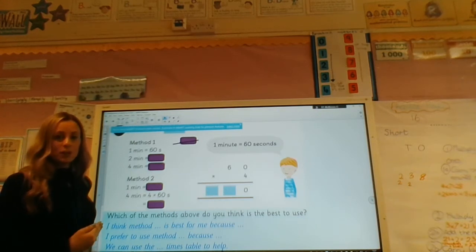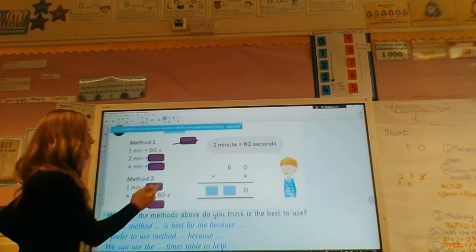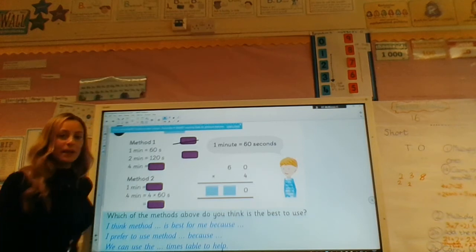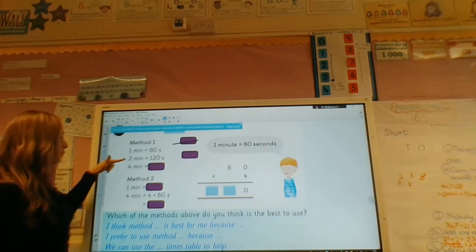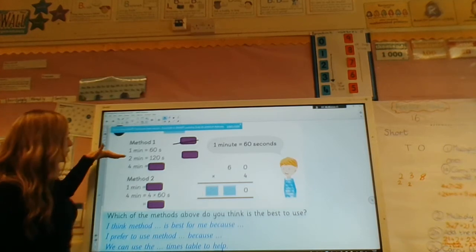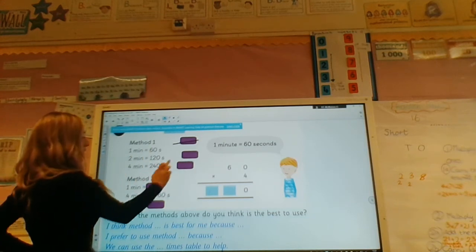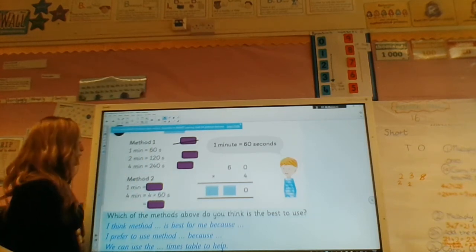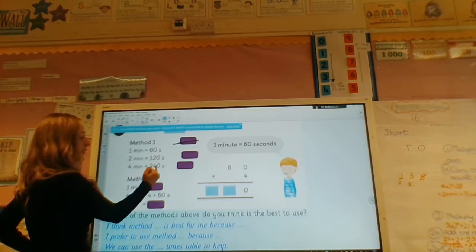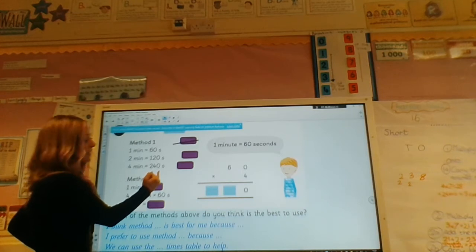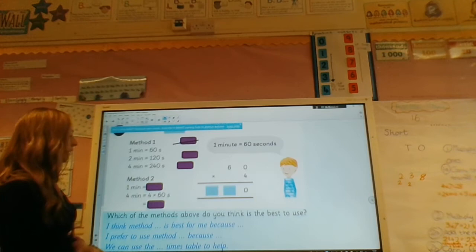So 2 times 6 is 12, but remember, it's not 6, it's 60, so it's a tens number, which would give you 120 seconds. And then if you know 2 minutes is 120, you'll know 4 minutes, because 2 minutes to 4 minutes is double, so you just double 120, which would give you 240. Or you could do 4 times 6, which is 24, and then remember there needs to be a 0 as a placeholder because 60 is a tens number, it's not actually 6. So using your 6 times table is really going to help you.